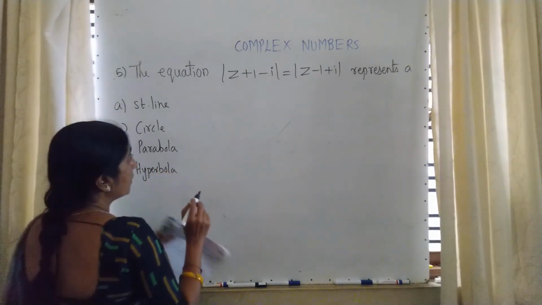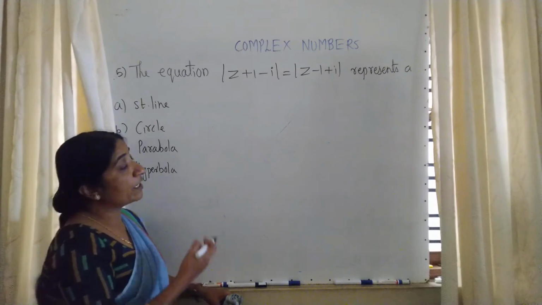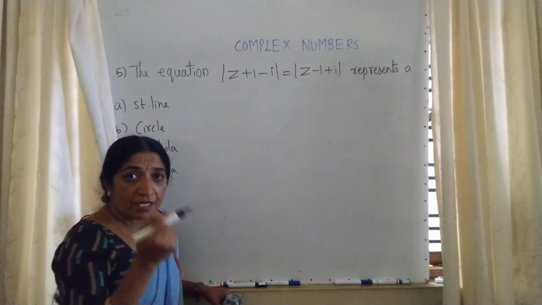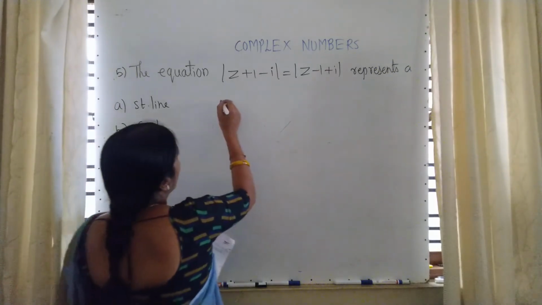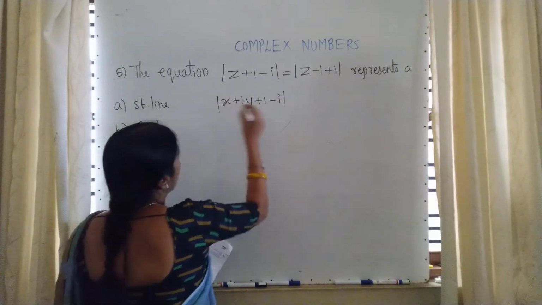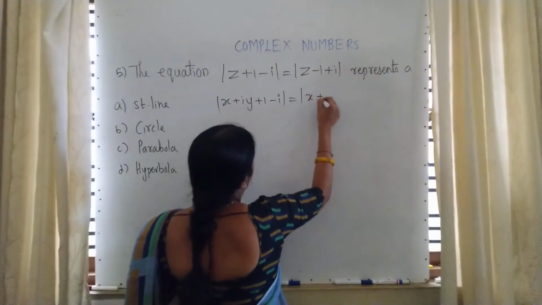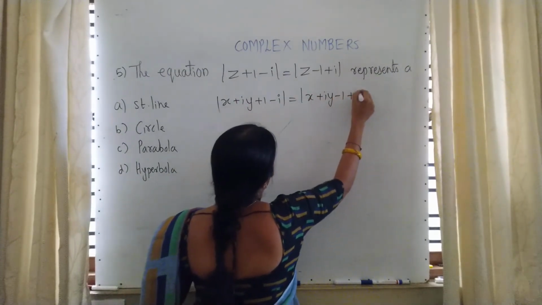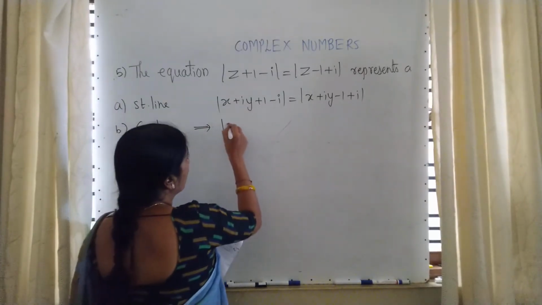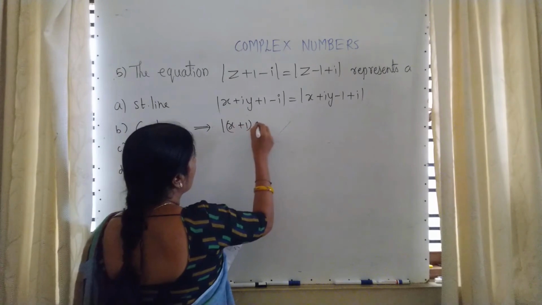Students may think why I am explaining solely, because I am taking a class, I am not marking in the examination. I am explaining the concept here. See, z you take as x plus iy, plus 1 minus i. So this is x plus iy minus 1 plus i. When you rearrange this in the form of x plus iy, the term with i and without i.